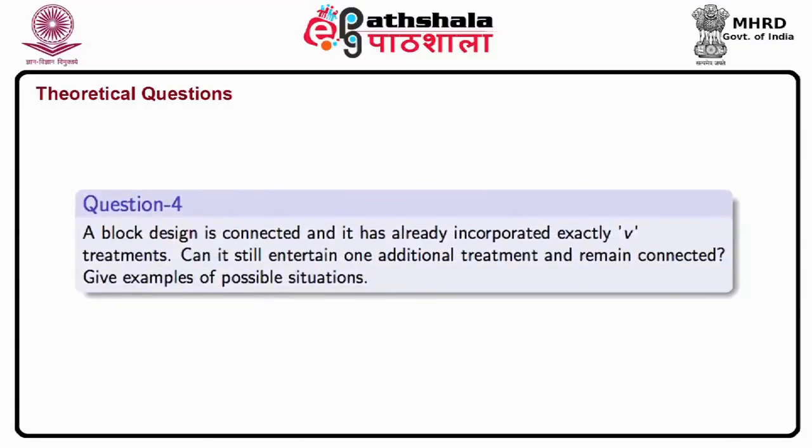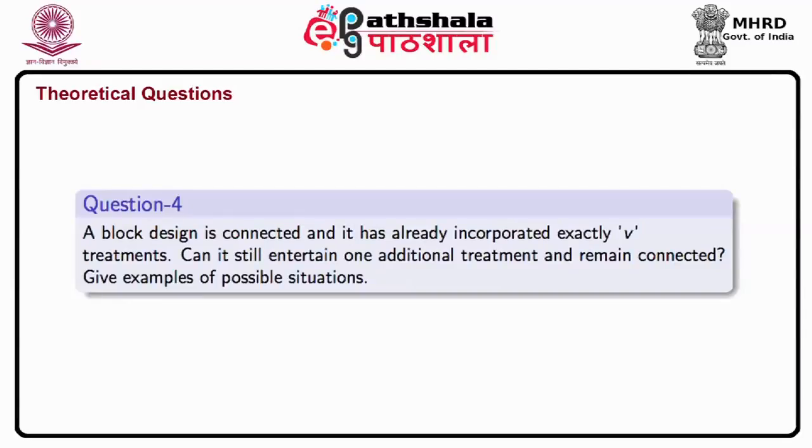Next one is, a block design is connected and it has already incorporated exactly V treatments. Good problem. So you know the block sizes, you know the design, and you can verify that it is connected and it has incorporated V treatments. Can it still entertain one additional treatment and remain connected? So from V I want to extend to V plus 1. Can I just put it in somewhere, because I am tight on the blocks and the block compositions?